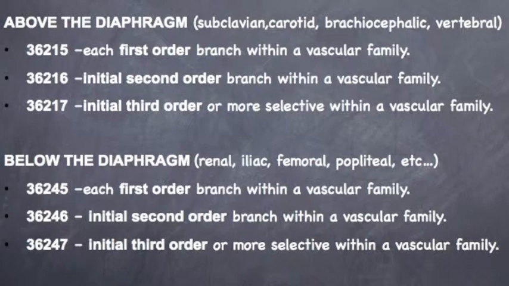So for coding purposes, think of the renal arteries and all of the arteries in the lower extremities as being below the diaphragm. The carotid arteries, the vertebral arteries, the subclavian arteries are the main arteries that we deal with in the cardiology world that are above the diaphragm. So those would be the 36215, 36216, 36217.